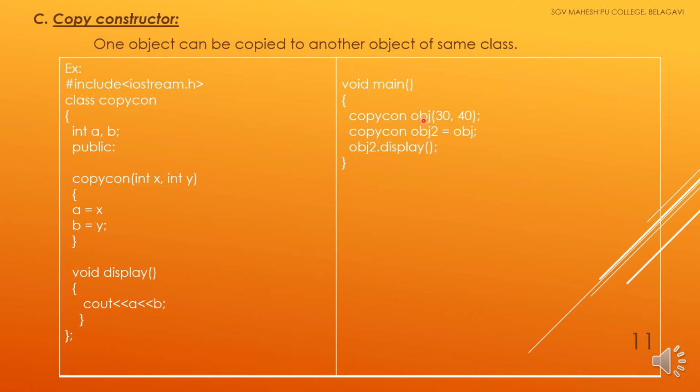So what is the value of object? I am passing 30 and 40. The same values I am copying into another object, object 2, which is of type CopyCon. It's nothing but a copy constructor. Whatever value I passed here, the same value is copied here. So when you say object 2 dot display, you're calling this function to display the values of a and b. So its output is 30 and 40.